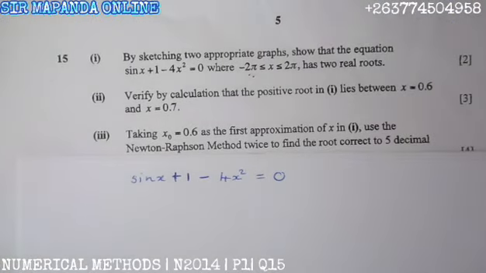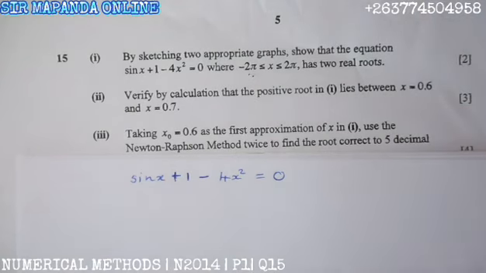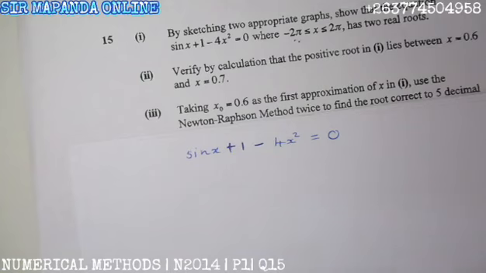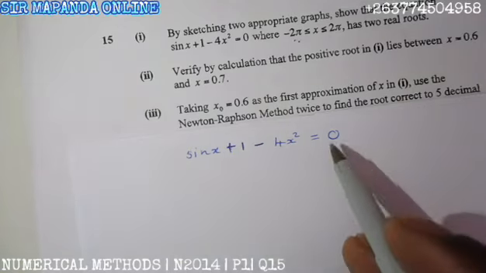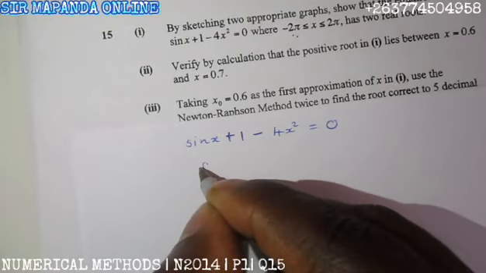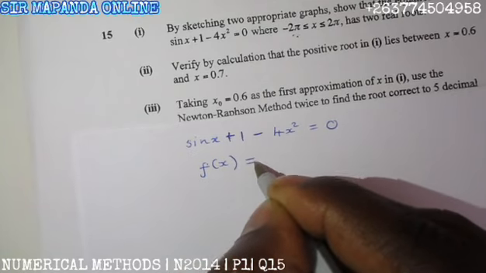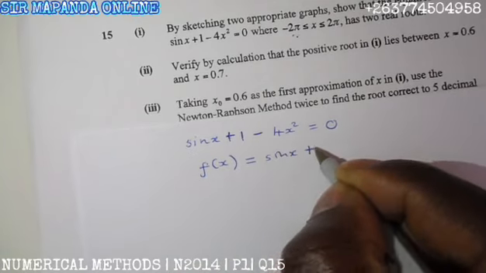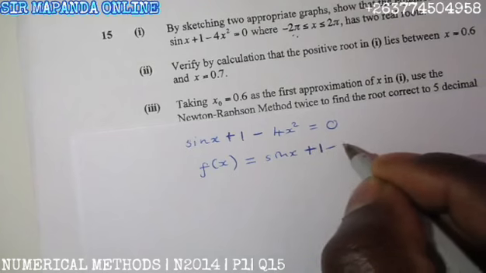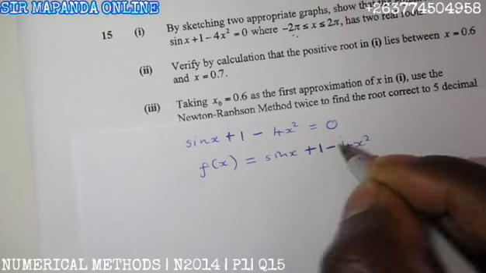Right, so number 15, item 2, it reads, verify by calculation that the positive root in 1 lies between x = 0,6 and x = 0,7. So you move everything to one side in such a way that the other side is 0. So sin x + 1 - 4x² now represents what we call f(x). I hope you are following class. So we are saying f(x) = sin x + 1 - 4x², something like this.